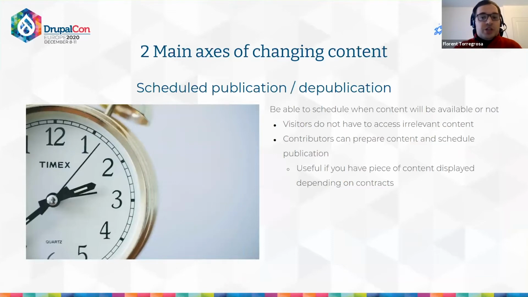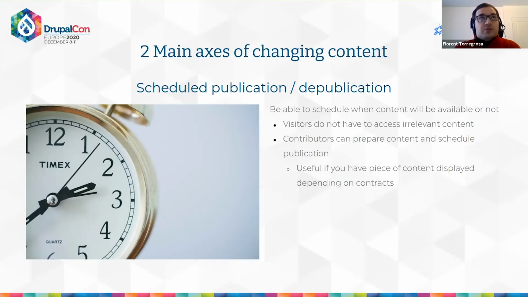Scheduled publication and depublication. You want to be able to schedule when your content will be available for your visitors. You don't want your visitors to have access to content that is outdated. For example, marketing operations, some promotions that are outdated, so you don't want them to access them. And you want your contributors to be able to prepare the content in advance to schedule publication and depublication.